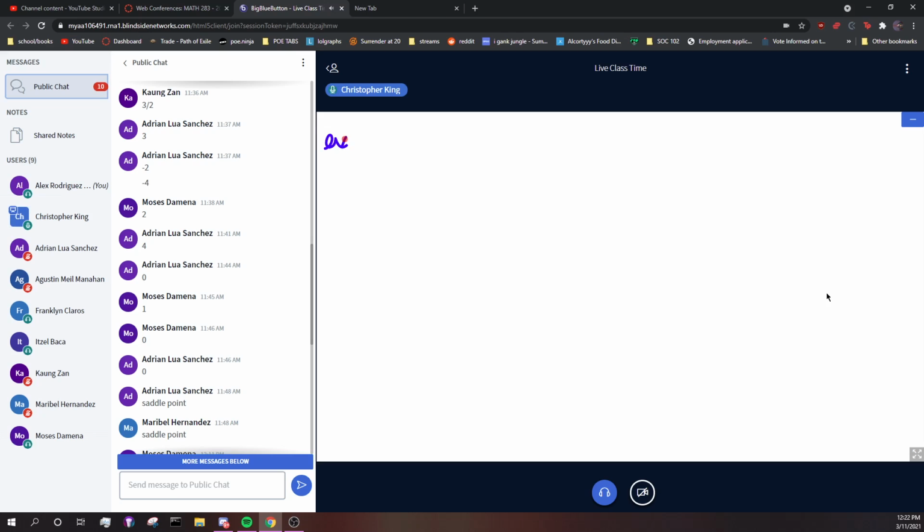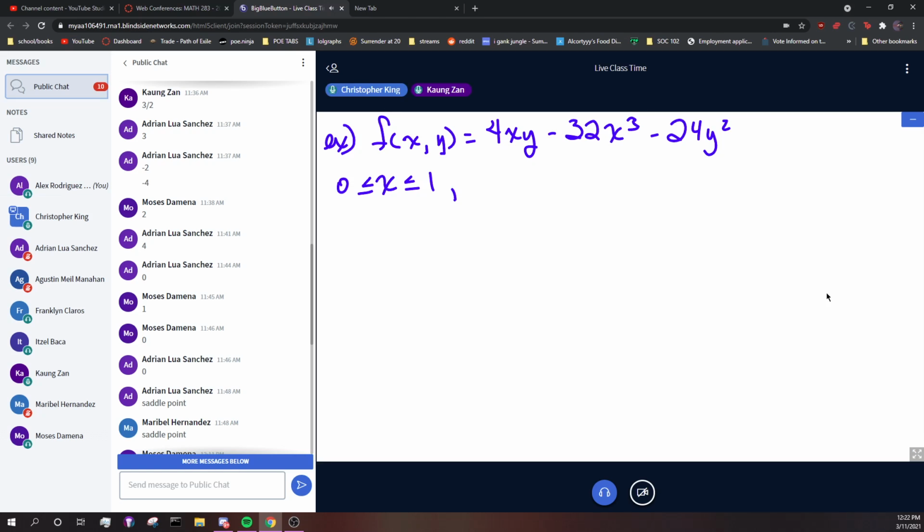In this example, we're told that f of x, y is equal to 48xy minus 32x cubed minus 24y squared, and we're given that the rectangular region is defined with x between 0 and 1, and y between 0 and 1. I think it's 48xy. Oh, it is.